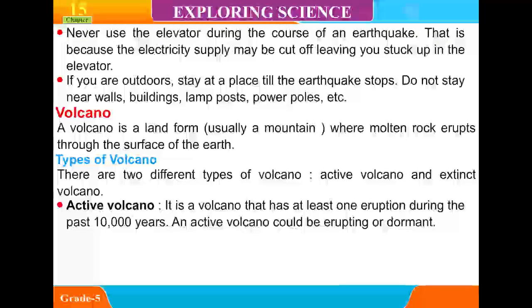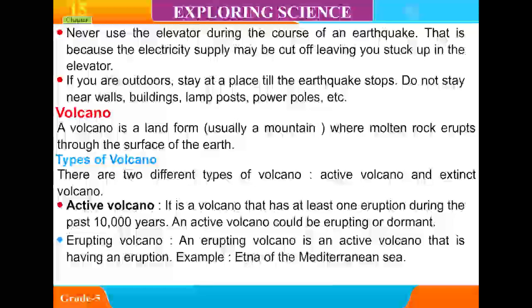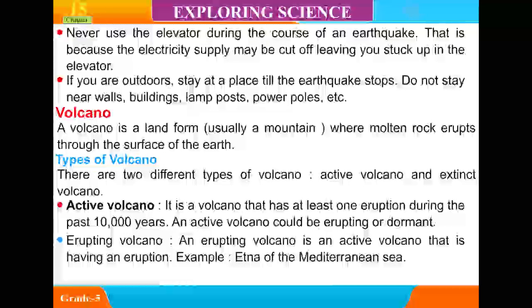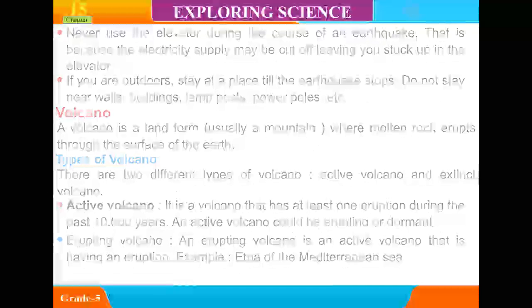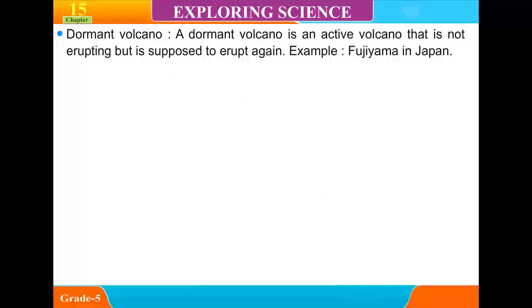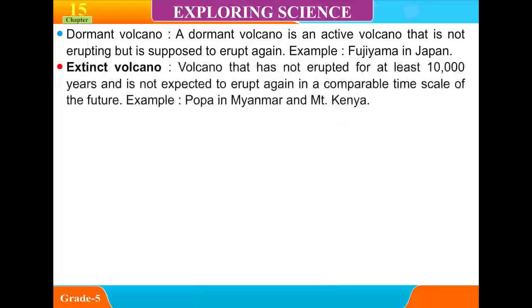A volcano could be erupting or dormant. Erupting volcano. An erupting volcano is an active volcano that is having an eruption. Example, Etna of the Mediterranean Sea. Dormant volcano. A dormant volcano is an active volcano that is not erupting but it is supposed to erupt again. Example, Fujiyama in Japan.